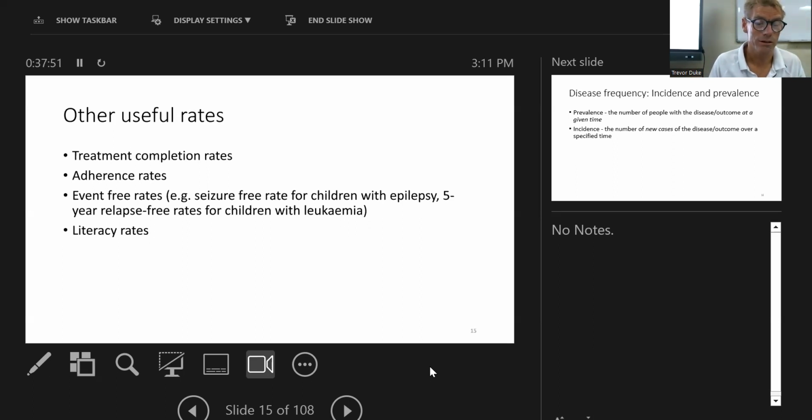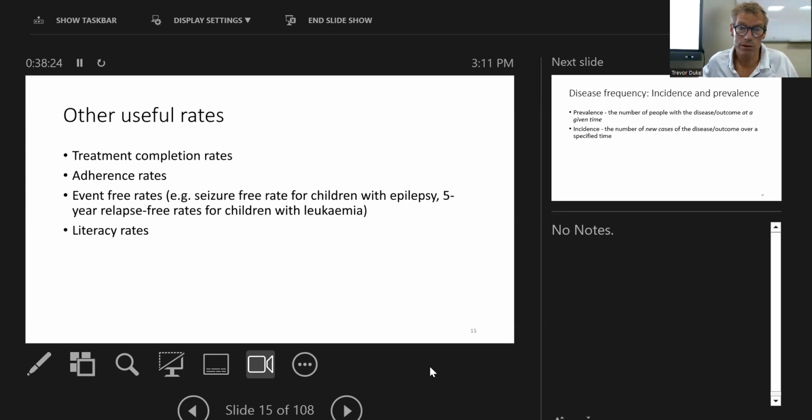Yeah. Right. And then there's other morbidity measures called event-free rates. So for diseases like leukemia, we have a 5-year survival rate, don't we? If you're clear of leukemia for 5 years, then you're effectively cured, isn't it? But what we try to measure is 5-year relapse-free rates for children with leukemia.